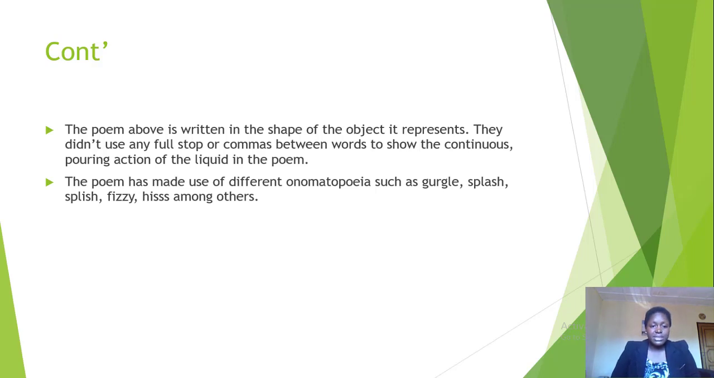The poem has made use of different onomatopoeia such as gurgle, splash, splish, fizzy, hiss, among others. Onomatopoeia is the use of words that sound the same as the sound that they are describing. So this poet used a lot of it to show the sounds that the liquid is making as it is being poured from the first container to the second container.